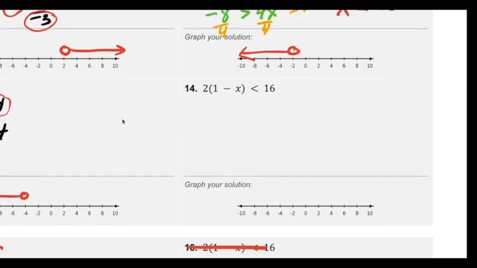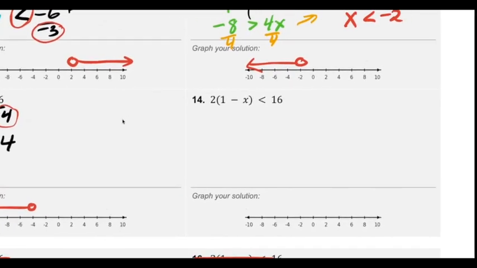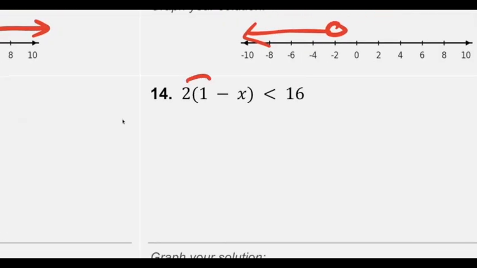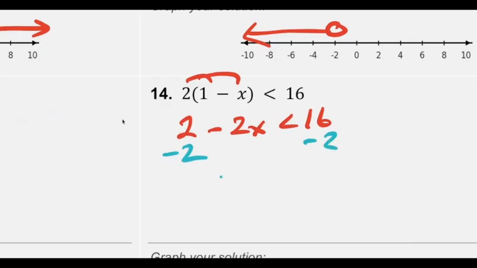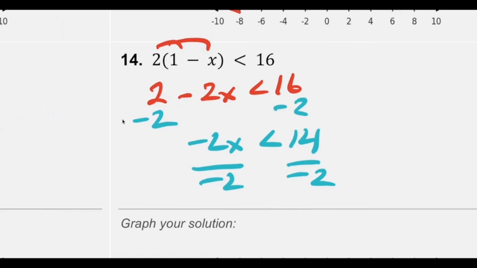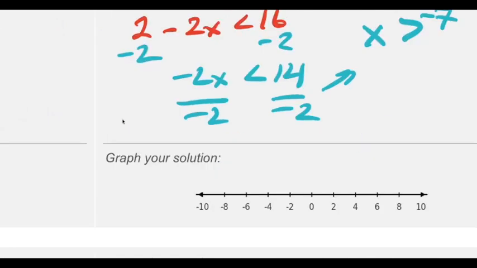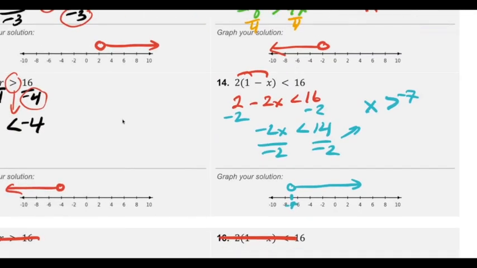This one right here. Ooh, two ways to do it. Which way are we going to do it? Let's do the way most people like to do it. So 2 minus 2x is less than 16. Minus 2 on both sides, negative 2x is less than 14. Divide by negative 2, divide by negative 2. Again, I'm dividing by a negative, so I switch the inequality. So x is greater than negative 7. So go to negative 7, open circle to the right. So like that.